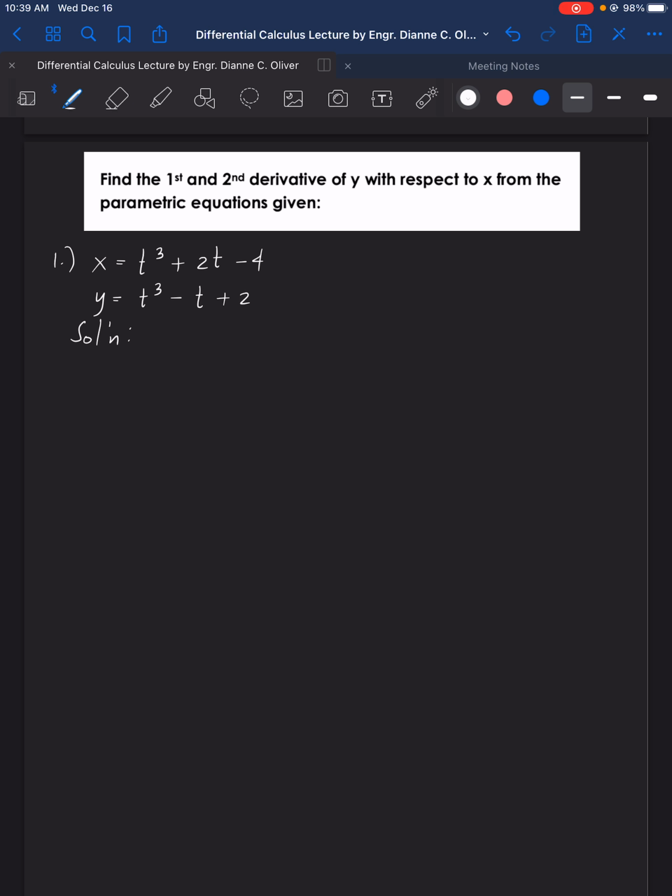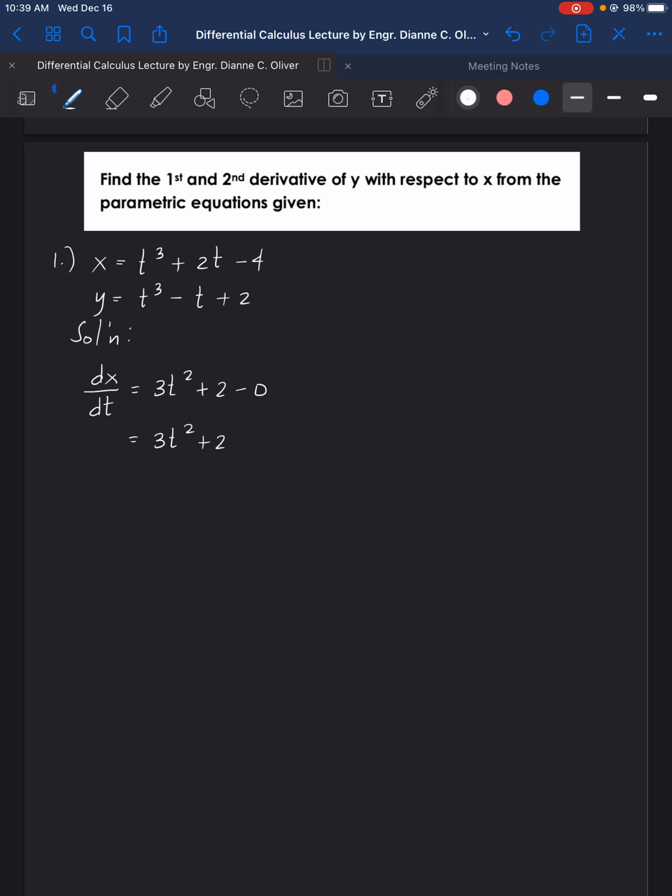The first step is to find the derivative of x with respect to t. So given this first equation here, we will find the dx over dt. So we will have here 3t squared plus 2 minus 0. So dx over dt is equal to 3t squared plus 2.